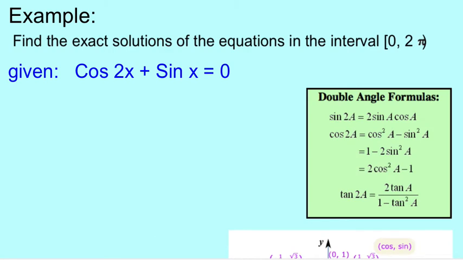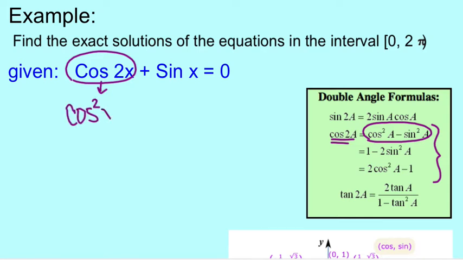Here's another example. Now we have a double angle with the cosine of 2x. So we go over to our formula. Our formula has 3 choices. You can choose any of these 3. So if I choose this first one, let's see what happens. I'm going to replace this cosine of 2x with cosine squared of x minus sine squared of x, and then we still have this sine of x equaling 0.